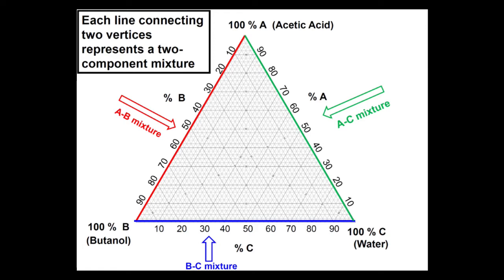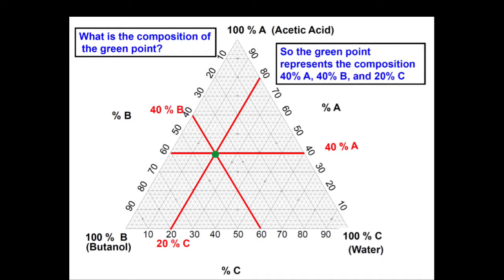All right, so the lines that connect two adjacent vertices represent mixtures of just those two components. So you can see the red line represents only mixtures of butanol and acetic acid. The blue line refers to compositions that are just mixtures of the butanol component and the water component, and the green line refers to mixtures of acetic acid and water only. All right, so now this diagram starts talking about the middle of this triangular graph.